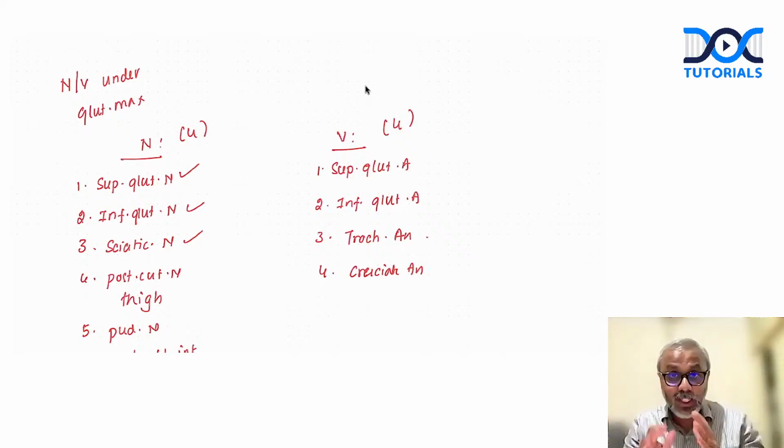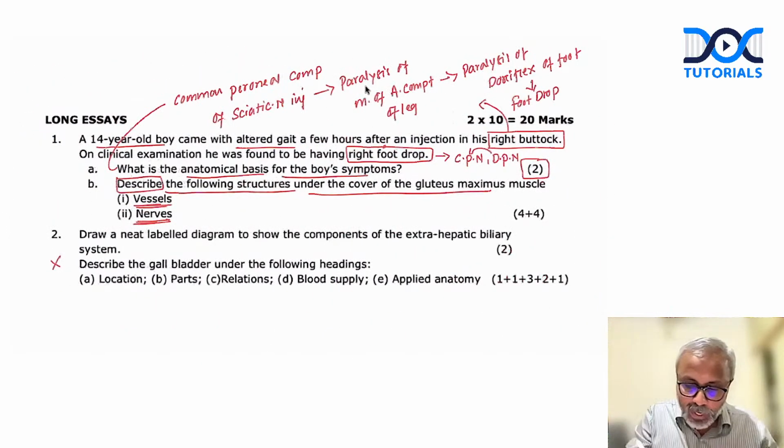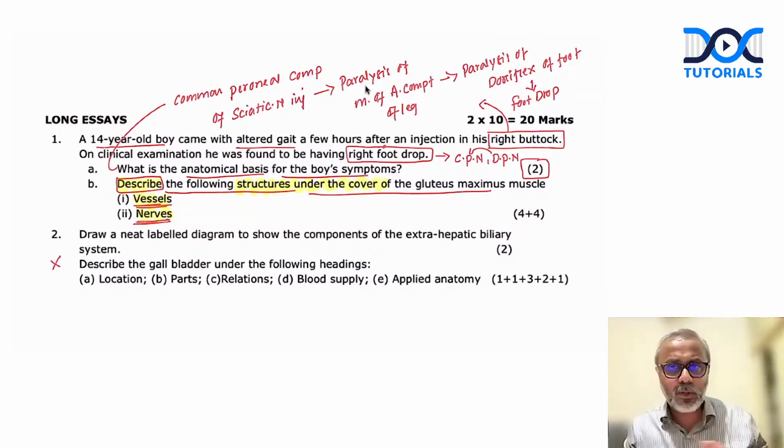Right? So this is why you need to spend time reading the question. Describe structures under the cover of gluteus maximus, vessels and nerves only. They have not even asked about muscles, joints, bones. They want only the nerves and the vessels. This is the reason why we keep telling, read the complete question. Even before you start attempting the question, please read the question carefully, right?